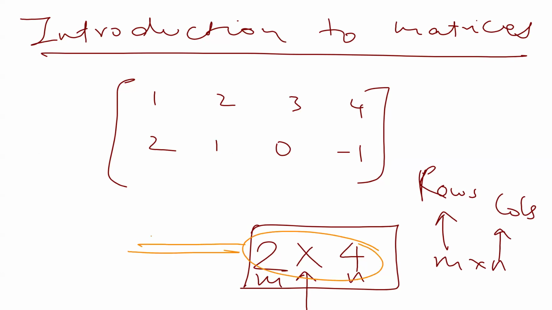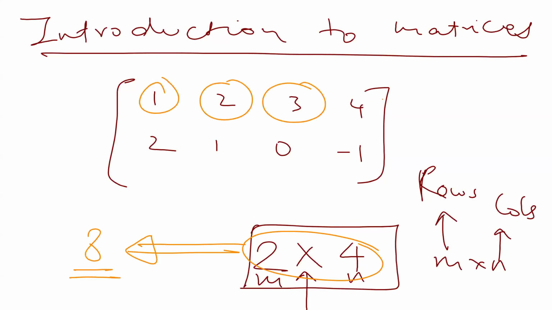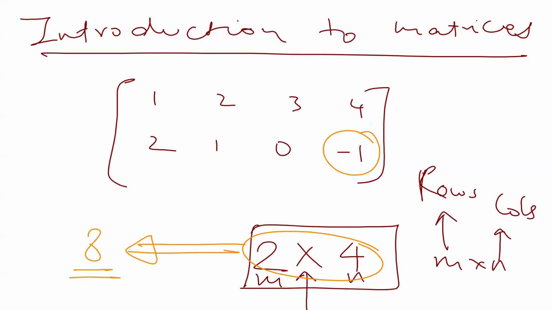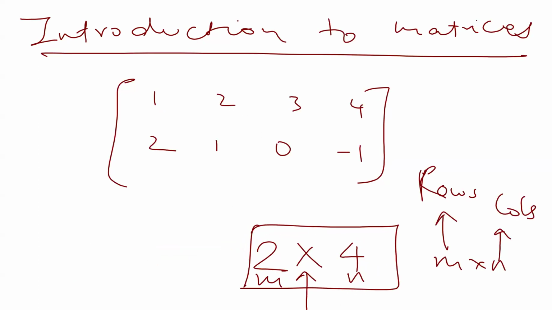Now, if you multiply this, the answer will be 8. That means there will be 8 objects in this matrix. So this is the first basic that you need to know in matrices: the order of the matrix, that is M cross N. And if we multiply the number of rows and number of columns, we get the total objects within the matrix.